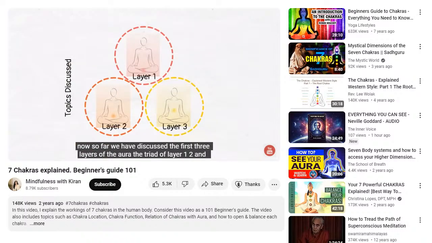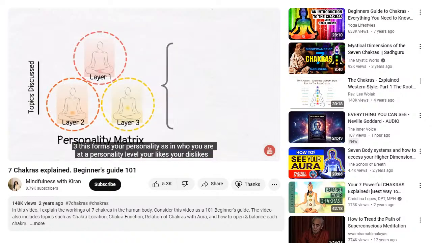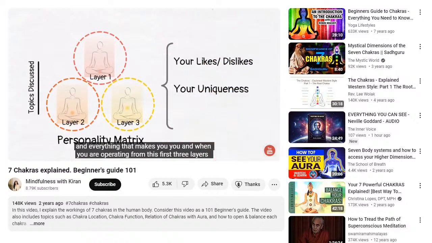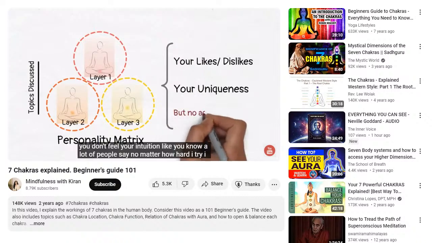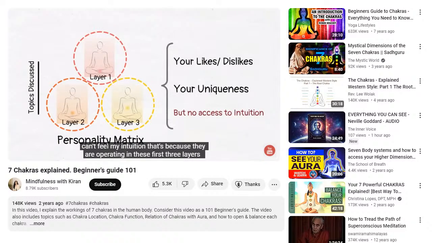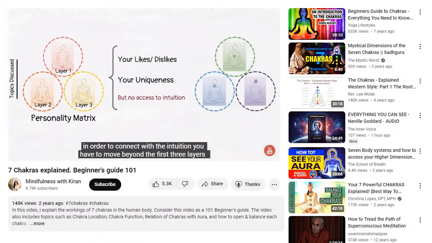The triad of layer 1, 2, and 3 forms your personality, as in who you are at a personality level, your likes, your dislikes, and everything that makes you, you. And when you are operating from these first three layers, you don't feel your intuition. A lot of people say, no matter how hard I try, I can't feel my intuition. That's because they are operating in these first three layers. In order to connect with the intuition, you have to move beyond the first three layers.